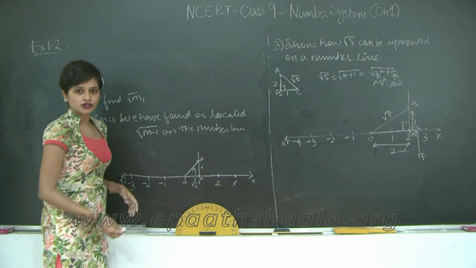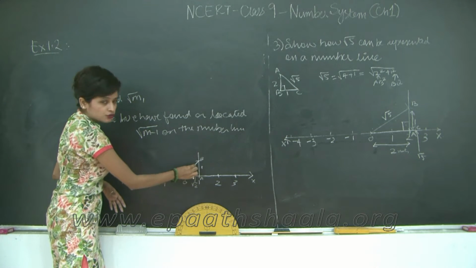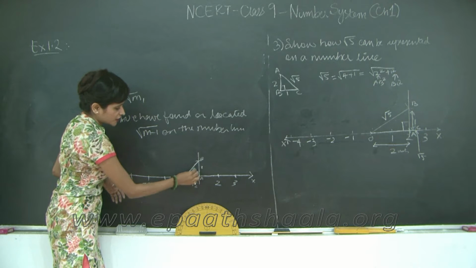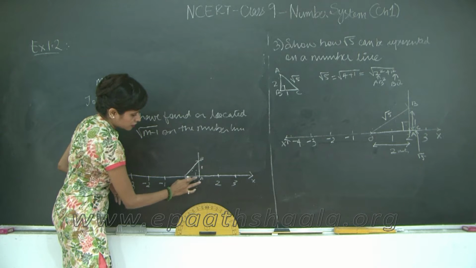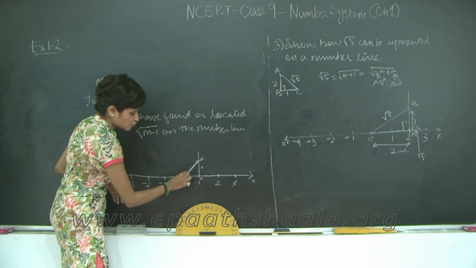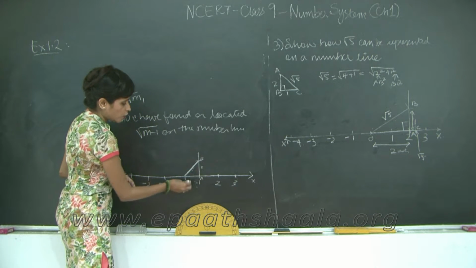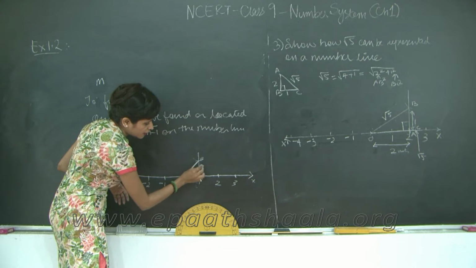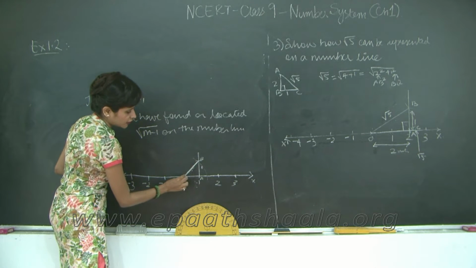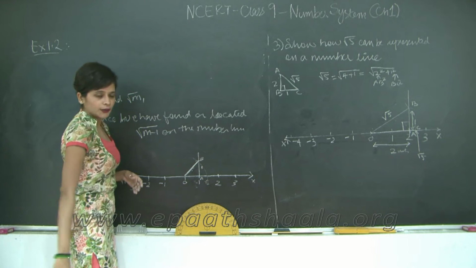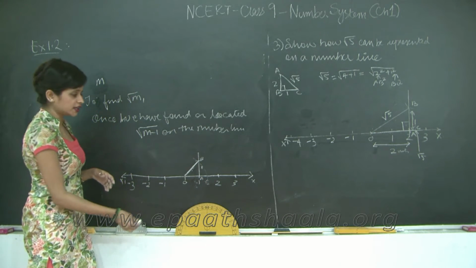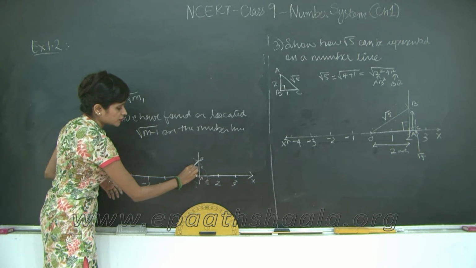Now I wanted to draw root 3. So I already had root 2 over here. So this length is root 2, right? Taking O as the center and OB as my radius, I cut root 2 over here, right? Now if I wanted to draw root 3, this was already root 2, right?